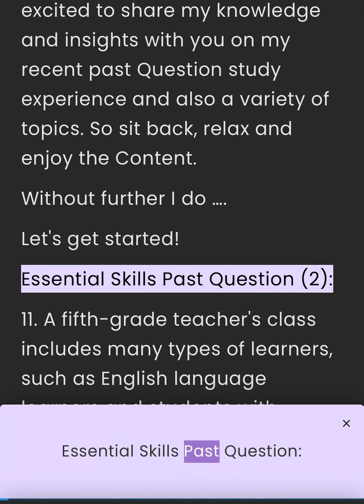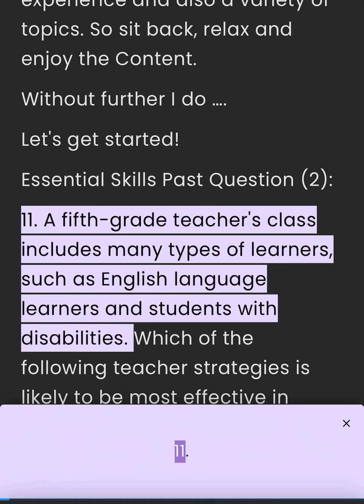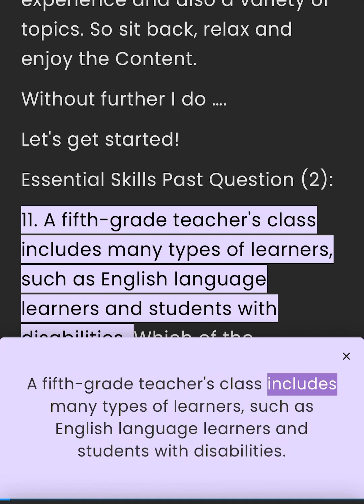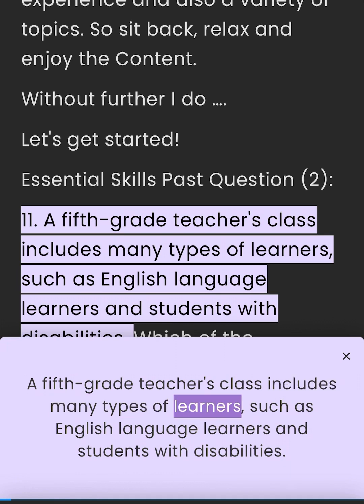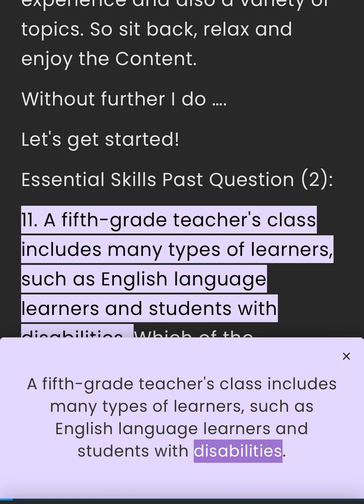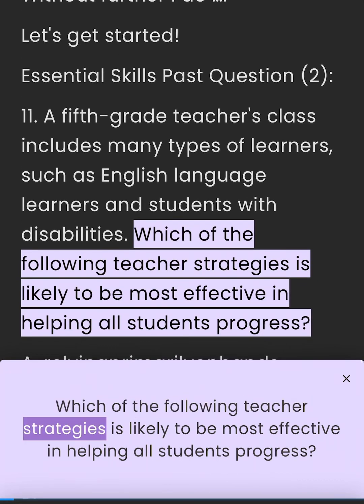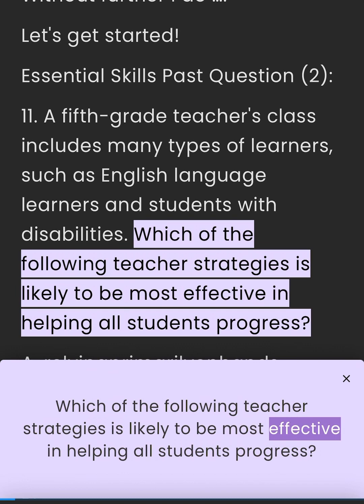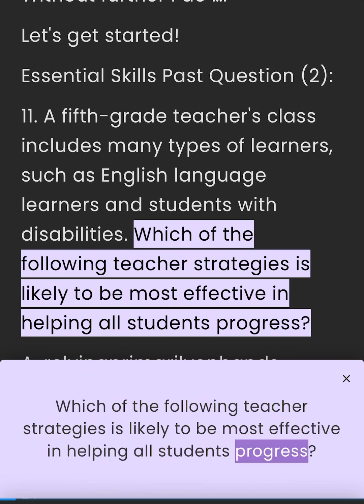Essential Skills Past Question 11. A 5th grade teacher's class includes many types of learners, such as English language learners and students with disabilities. Which of the following teacher strategies is likely to be most effective in helping all students progress?